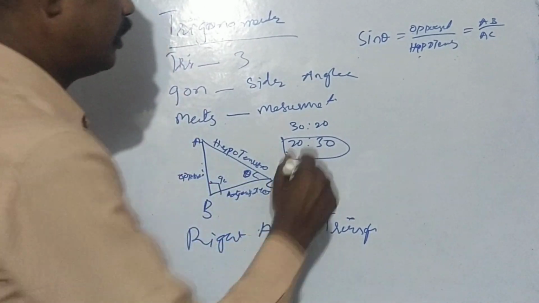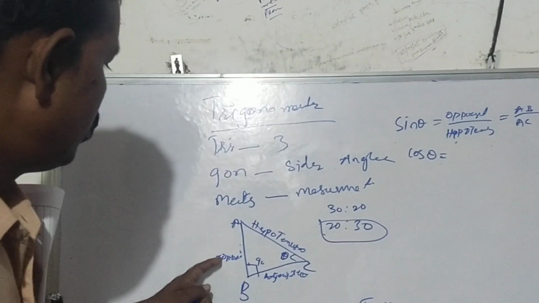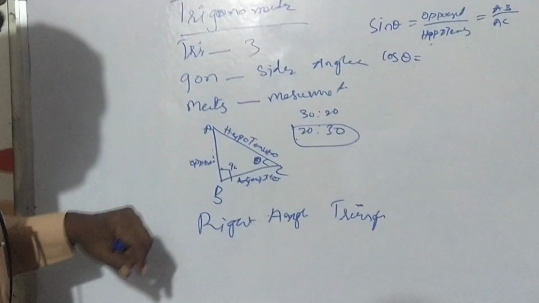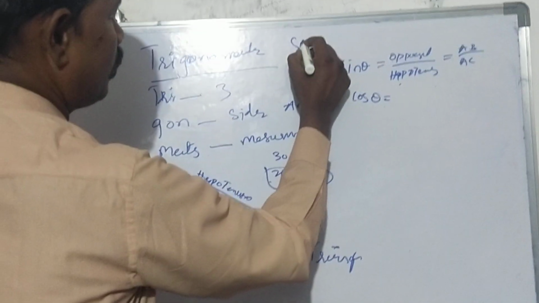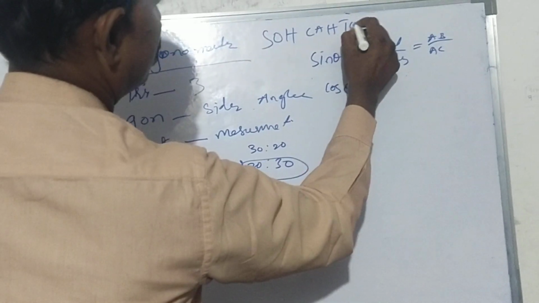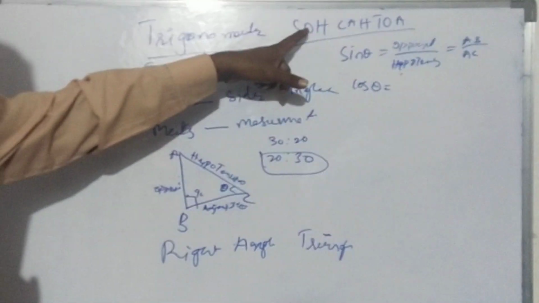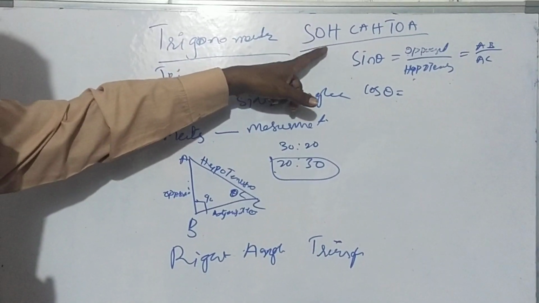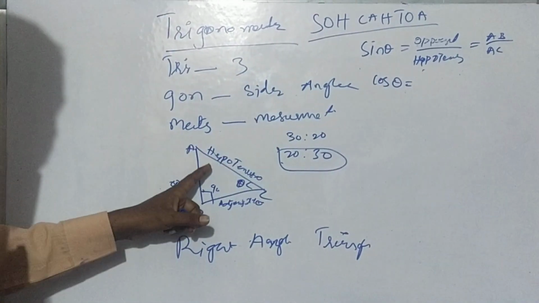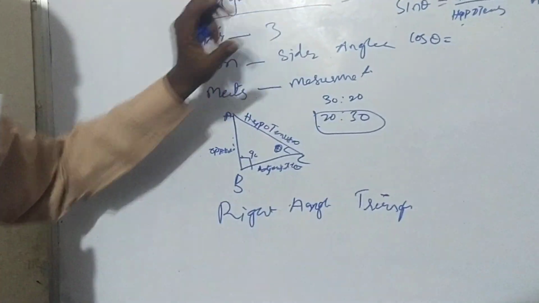And next, cos theta. Observe here, we know this simple trick, Sakata. Sin theta is opposite side by hypotenuse, cos theta is adjacent by hypotenuse, and tan theta is opposite by adjacent.